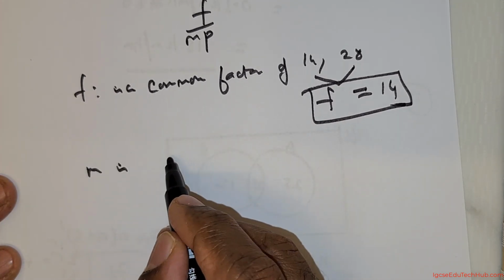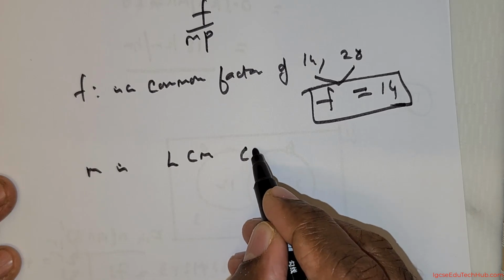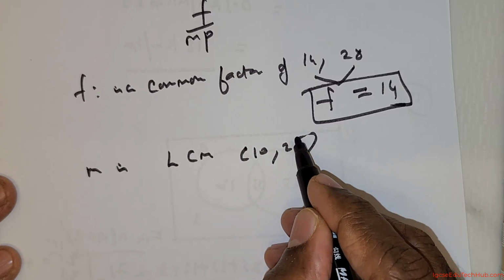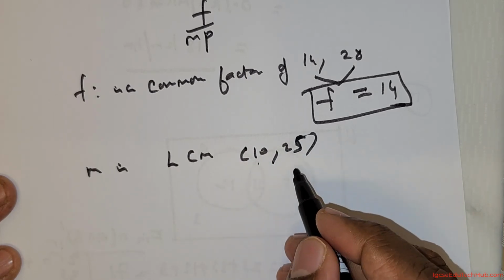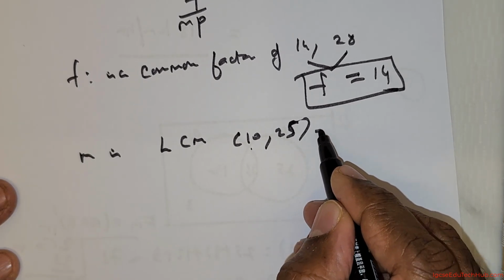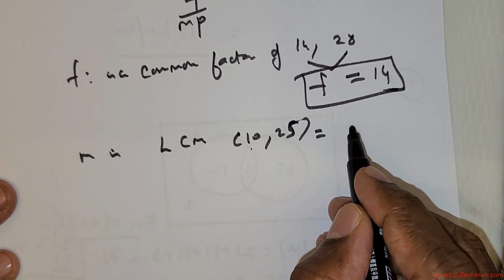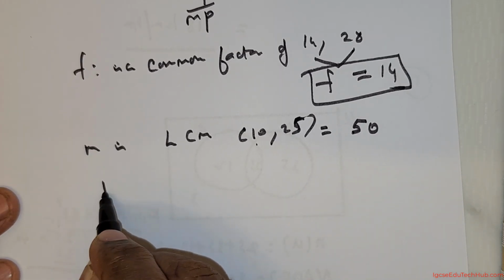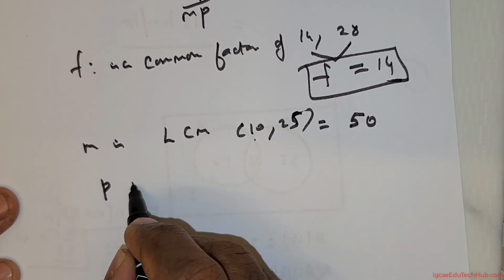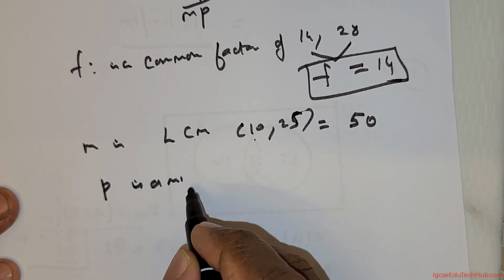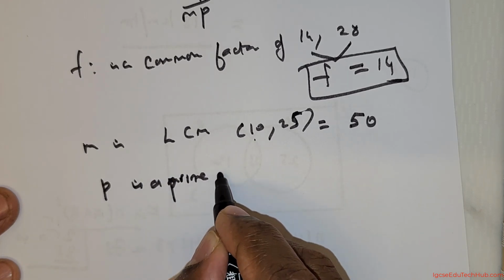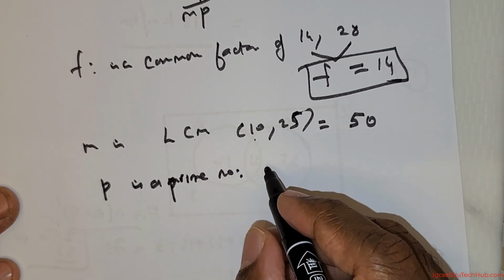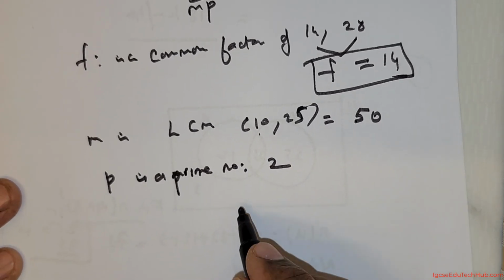Now m is a common multiple, that means the least common multiple of 10 and 25. Now between 10 and 25, the LCM, if you were to check the LCM would be 50. Now p is a prime number. So p is a prime number and the smallest prime number will be 2.